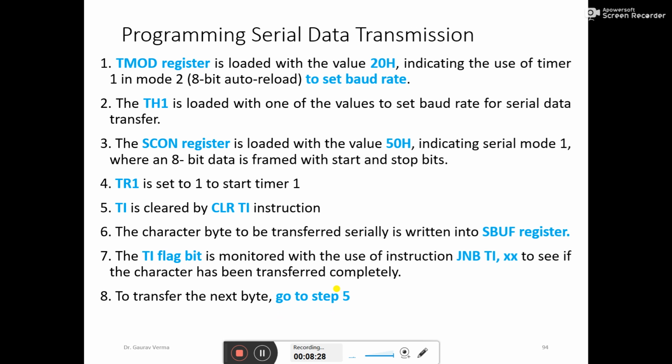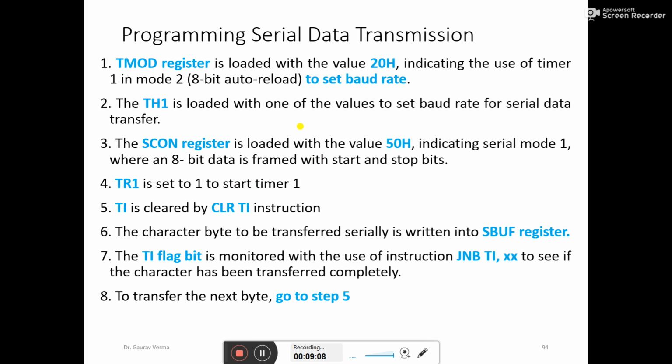So this is how we can program the serial controller. The TMOD register is loaded with the value 20H, indicating the use of timer 1 in mode 2, 8-bit auto reload, to set the baud rate. TH1 is loaded with one of the values to set the baud rate for the serial transfer. The SCON register is loaded with the value 50H, indicating serial mode 1, where 8-bit data is framed with the start and stop bit. TR1 is set to 1 to start timer 1.